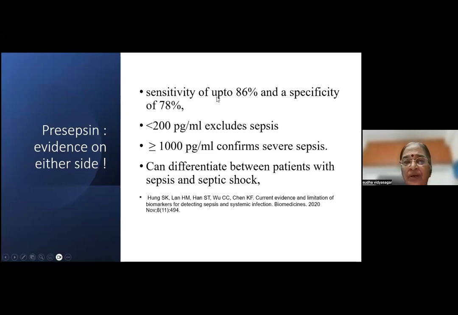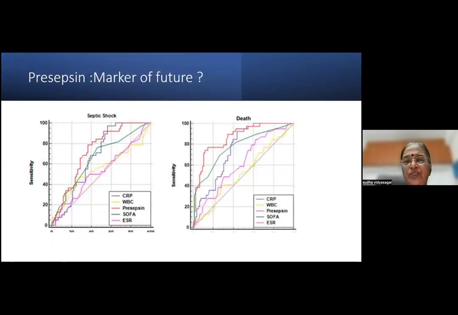Now, if you look at the sensitivity and specificity of presepsin, it's not too bad. It is 86 and 78, and less than 200 picograms excludes sepsis, more than 1000 confirms severe sepsis, and to some extent, it can differentiate between patients with sepsis and septic shock. So it may be a marker for the future, because you can see the red line here. Now that is the presepsin.